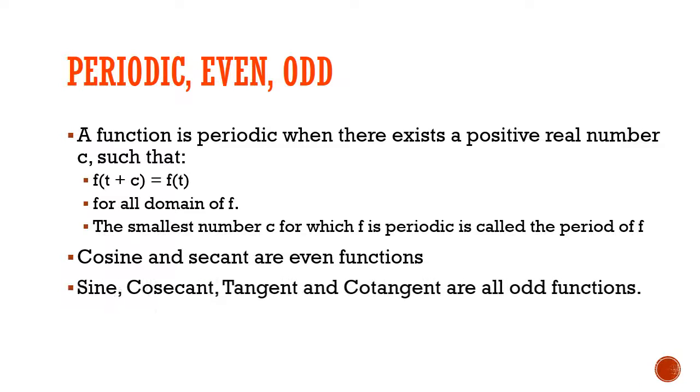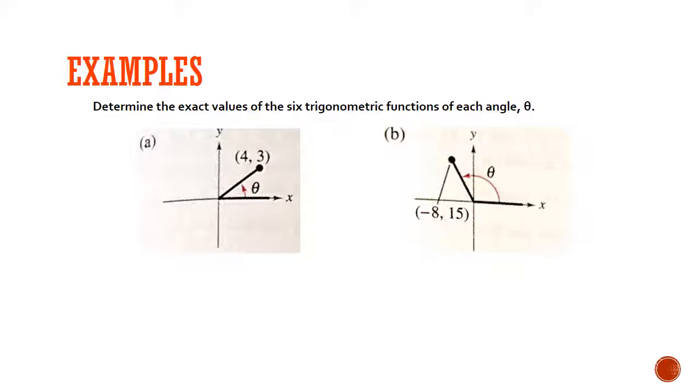Cosine and secant are even functions. All the rest are odd. Right. So what you're going to do is determine the exact value of the 6 trig functions for the angles that are given. Real easy way to do this. Finish up the triangle. Make a triangle out of this, and then you're good to go. Just use your ratios. Pause the recording, give it a try, and resume to check your answer.